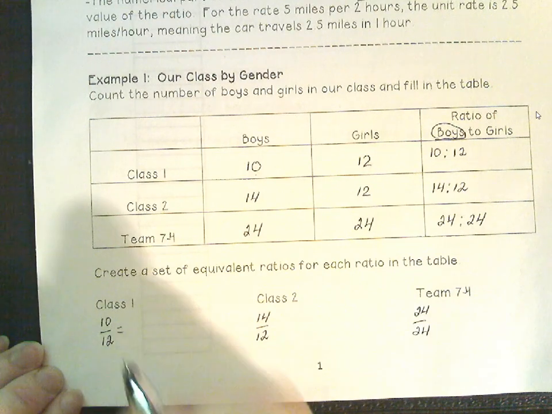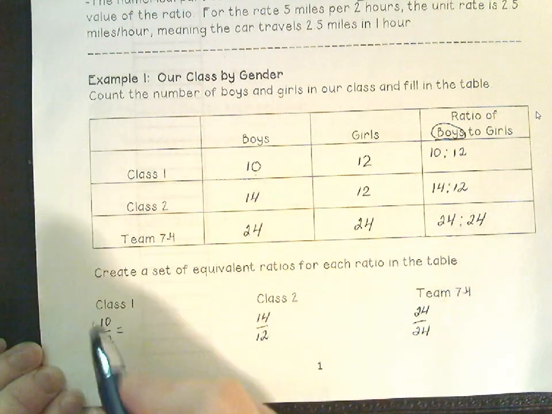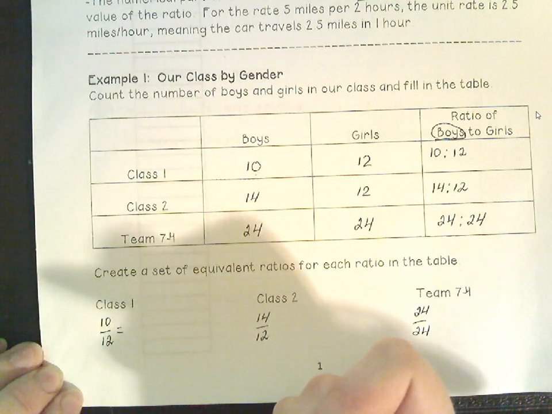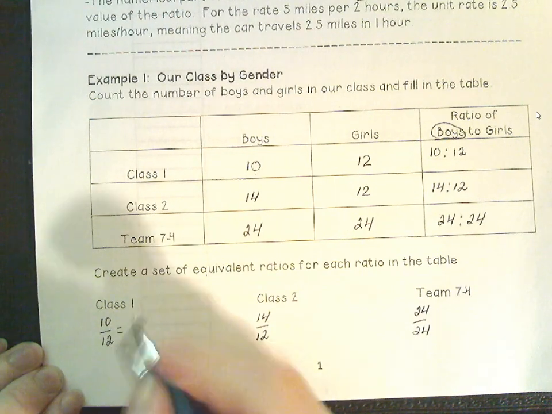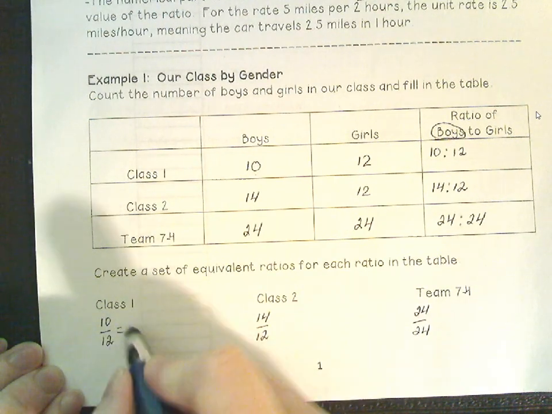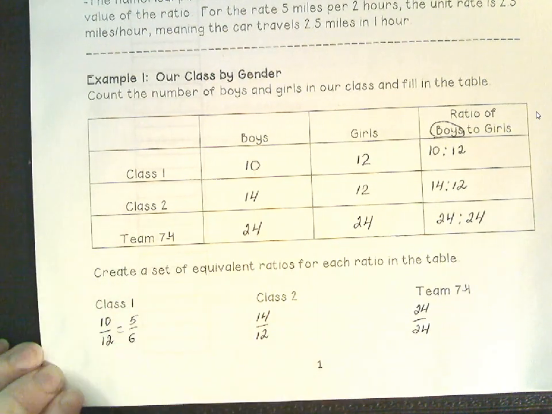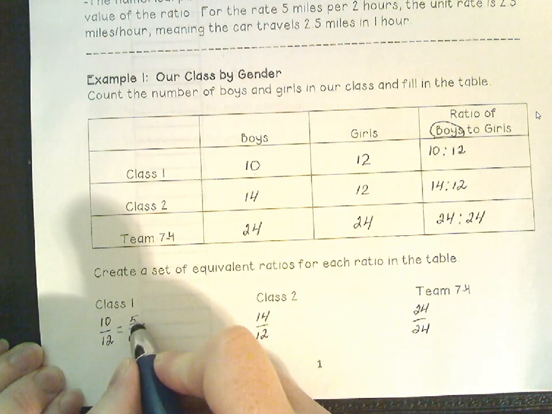So let's see. To find an equivalent ratio, I can either divide both numbers, 10 and 12, by the same number, or I can multiply by the same number. So if I were to simplify this fraction, I would divide both numbers by 2 and I will get 5 to 6. That's one equivalent ratio, 5 to 6. I can multiply both numbers, let's say by 3.